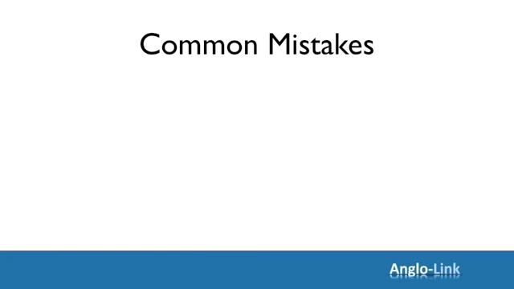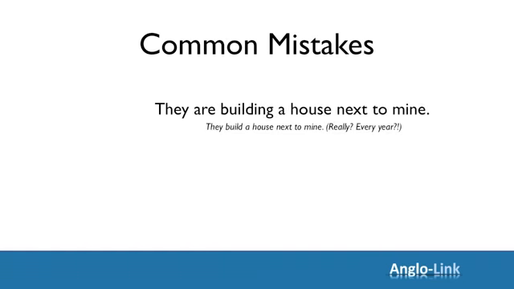Let's look at another example. "They build a house next to mine." Do they? Really? Every month? Every year? Regularly? It doesn't make sense. You're referring to something that's just happening now, and it will end sooner or later. So, once again, we need the present continuous. They are building a house next to mine.